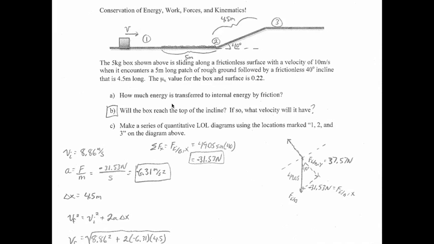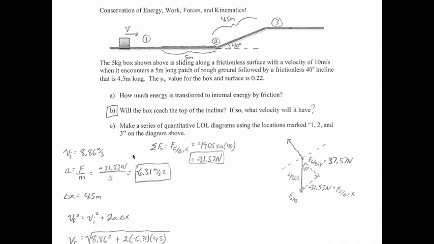So the question we're going to answer now is, will the box reach the top of the incline, and if so, what velocity will it have? In order to do that, we first need to know what the velocity is of the block right here at point 2. And that we calculated in the previous part as 8.86 meters per second.